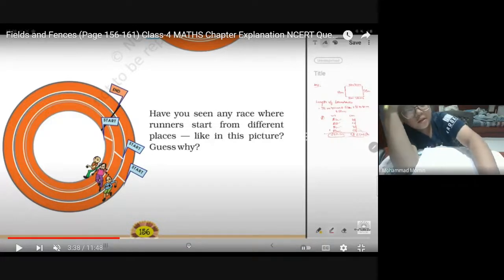The inner line one will win because it is small to race. Yeah, but I'm not talking about that. I'm talking whether you have seen such types of races where the starting points are different. Sometimes only on tablet, mobile and TV. There you have seen such races.